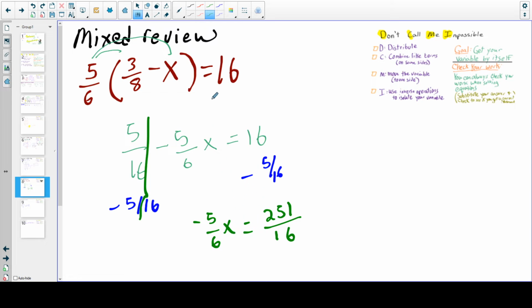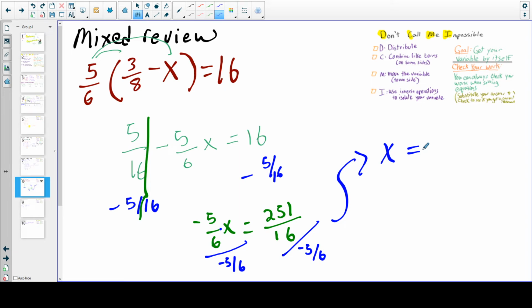Okay? Now, look at what we have. It's negative 5/6 times x. What's the opposite of multiplying? Dividing. So we're going to divide both sides by negative 5/6. Divide this by negative 5/6. And we can use this on the calculator. X equals, we have 251 over 16, I made a mistake, 251 over 16 divided by negative 5/6.